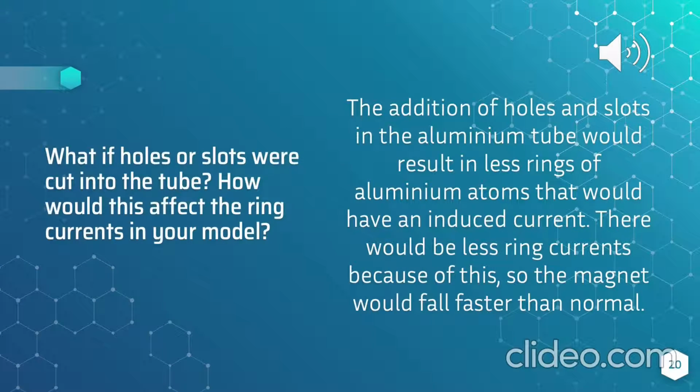The second question asks, what if holes or slots were cut into the tube, and how would this affect the ring currents in your model? The addition of holes and slots in the aluminum tube would result in fewer, quote-unquote, rings of aluminum atoms that would have an induced current. There would be, as a result, less current, and because of this, the magnet would fall faster than normal because there is less force attracting and repelling the magnet.